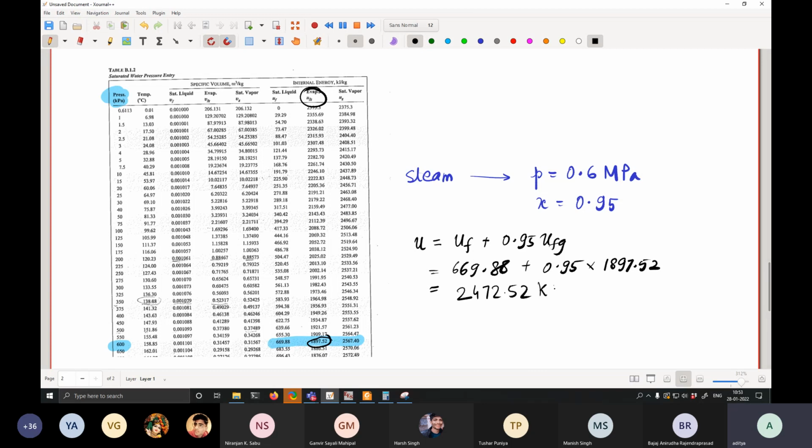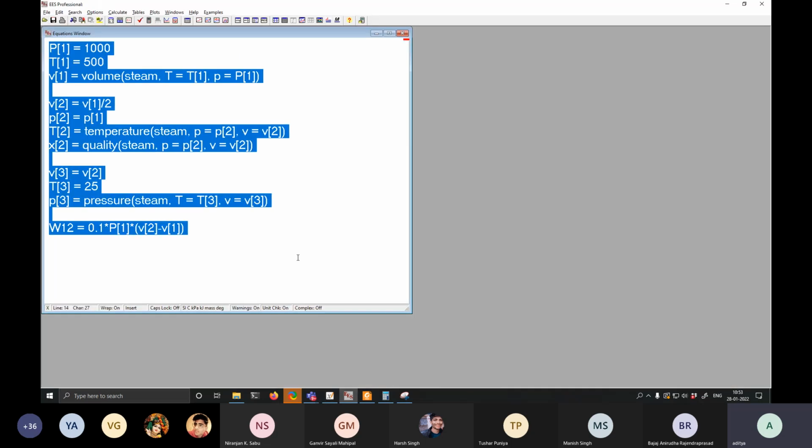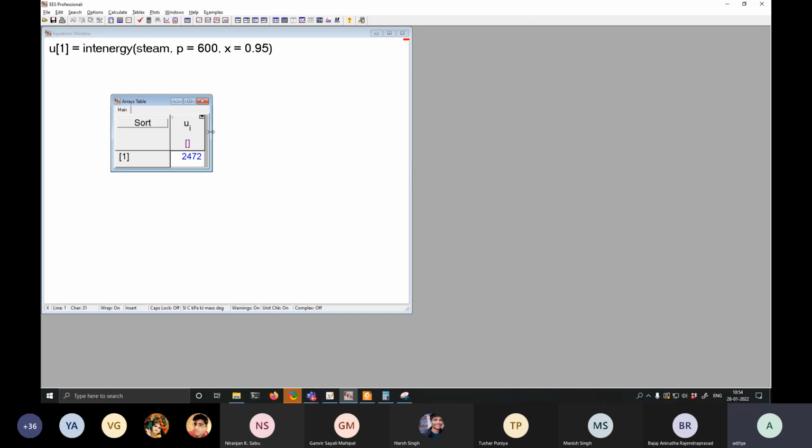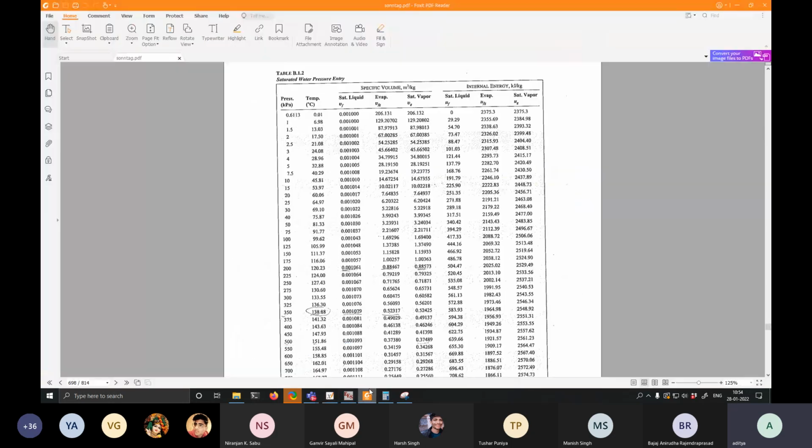So what will be the units? It will be kilojoule per kg. So it's the energy per unit mass. This is specific internal energy. And so let's also do it in ES. So you can say U1 is equal to int energy steam, P equal to 600, X equal to 0.95. 2470. Okay. Fine. So this is how you fetch the values.